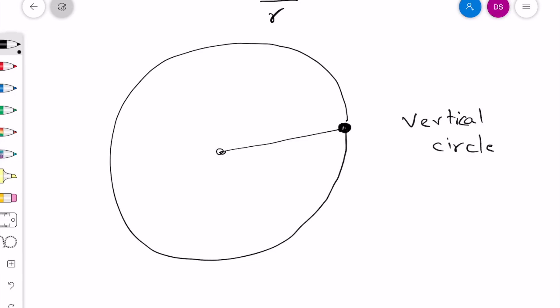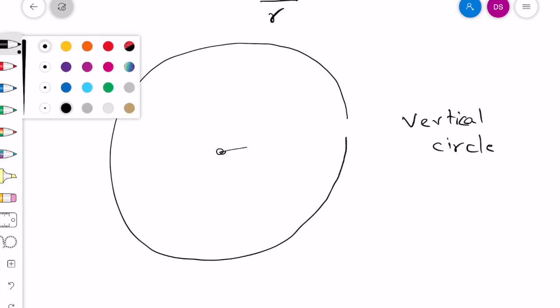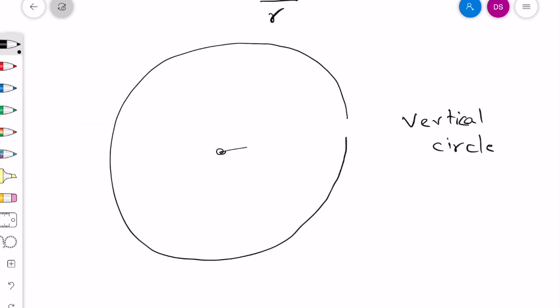Let's apply Newton's second law at any point. Let's just apply Newton's second law when the object is maybe somewhere over here. Maybe over here. It doesn't matter. I'm just choosing a random place on the circle. So when the stone is over here, we want to apply Newton's second law. Okay, so let's first identify the forces.